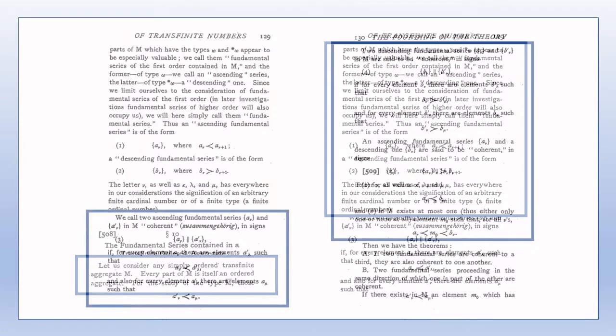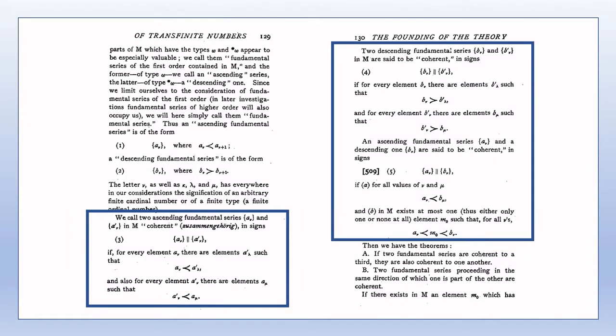section 1. For coherent ascending fundamental series, we see that for each element of one of the series, there are elements of the second that are of greater rank than it. Clearly, we require that the elements of each of the series can be compared, which means that the two fundamental series must be derived from the same aggregate. That is, all of the elements of the fundamental series A nu and all of the elements of the fundamental series A primed nu must be from the same aggregate.